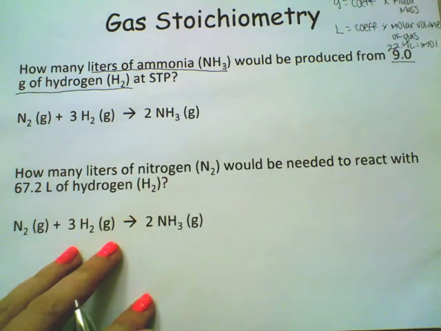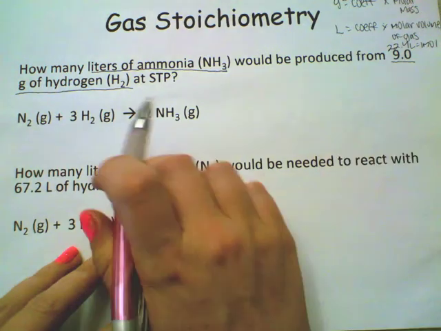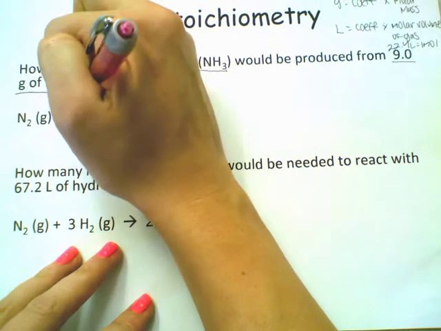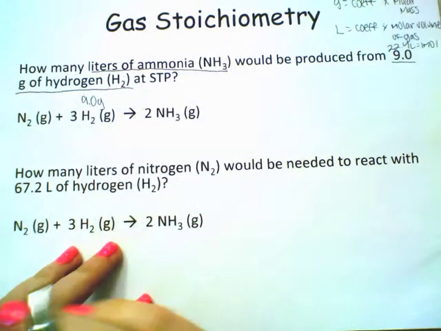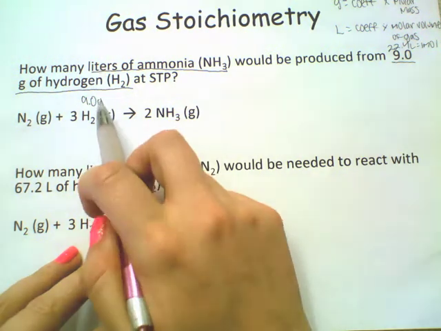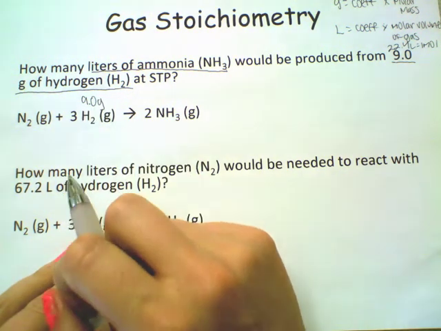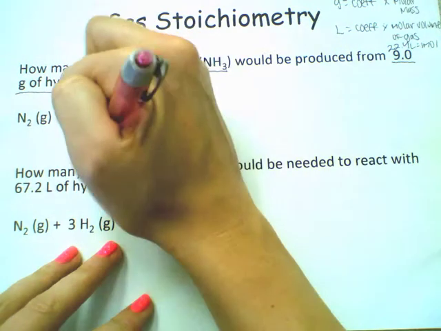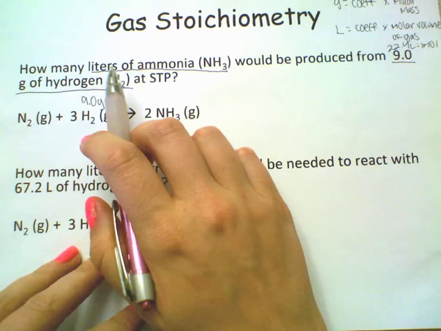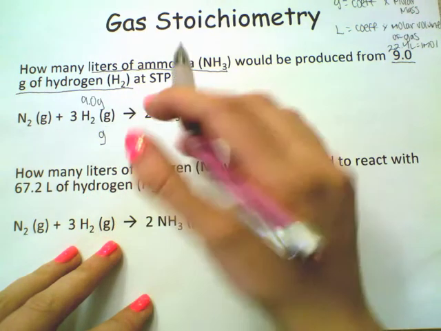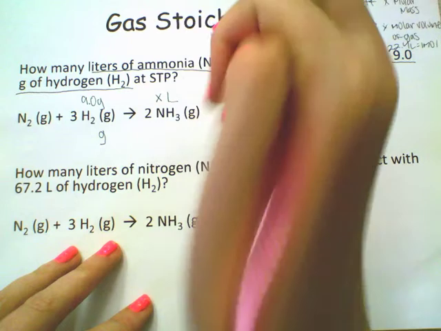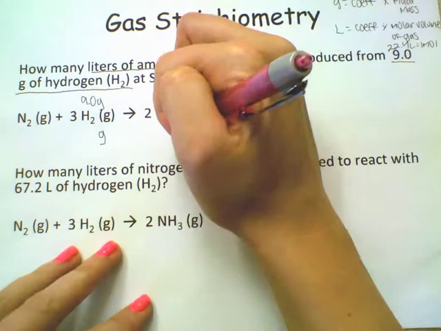Okay, so the given is 9 grams of hydrogen. So above hydrogen, I'm going to write 9 grams. Again, the most common mistake I see with students is they make mistakes because they don't include grams. Make sure you include that so you know what unit that you are bringing down. And we are looking for volume of ammonia. So X, we don't know how many, liters. Okay, and I'm going to bring down the unit.